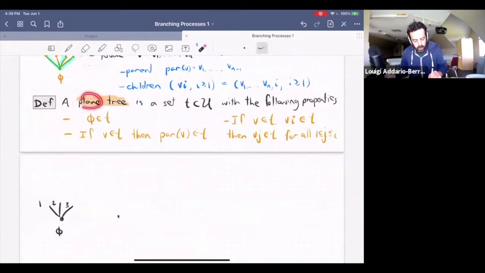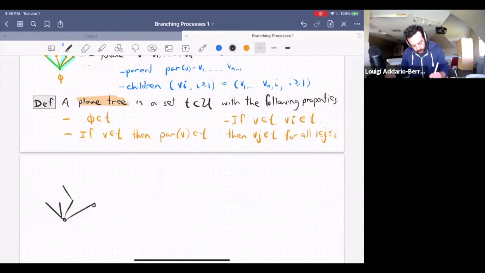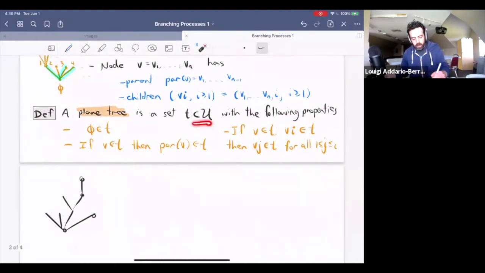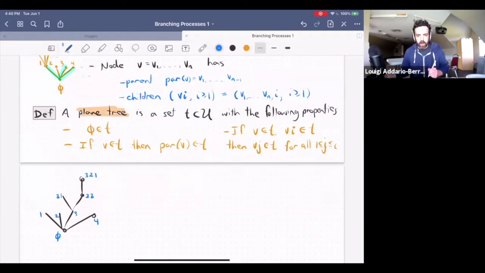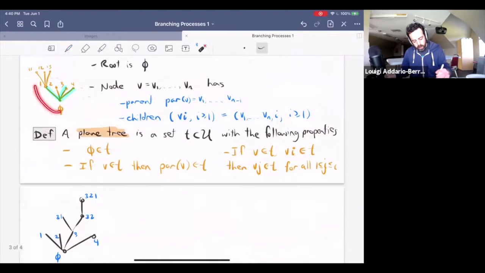That sort of explains the use of this word plane tree. It says that if I draw a given tree in the plane, so here's an example, then just by looking at the drawing, I can canonically identify it as a subtree of the Ulam-Harris tree. So the root has label 0, the children must be labeled 1, 2, 3, and then the children of 3 would be 3, 1 and 3, 2 here, and 3, 2 has a single child, which is labeled 3, 2, 1. So plane trees are subtrees of the Ulam-Harris tree with this property.